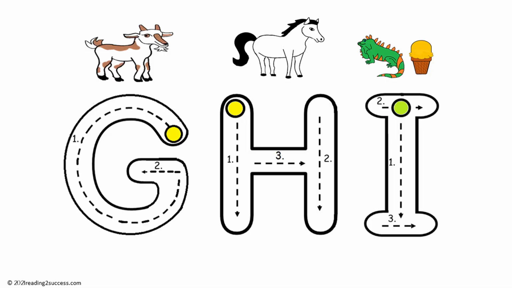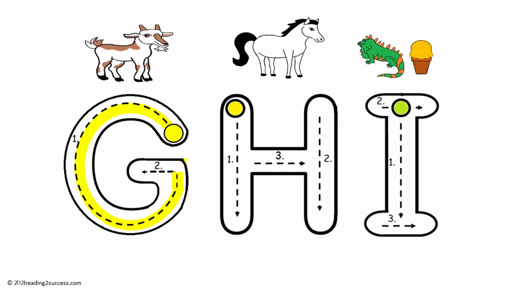In this letter card, we have 3 letters, G, H, and I. G is a consonant, and it makes the sound G, as in goat. H is a consonant, and it makes a H sound as in horse. And I is a vowel. It has 2 sounds. First, the short sound is I, as in iguana, and the long sound is I, as in ice cream.